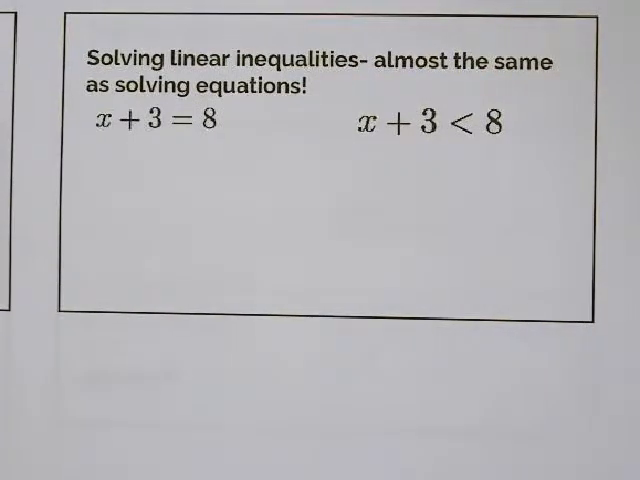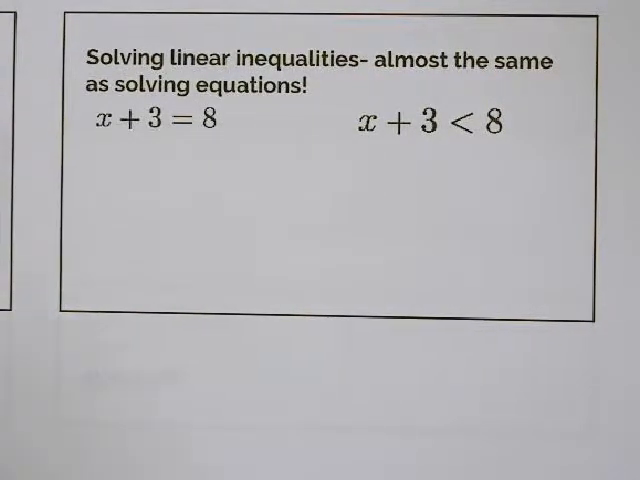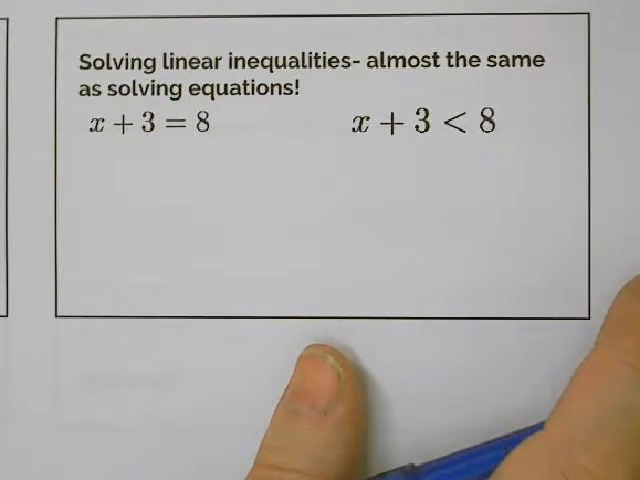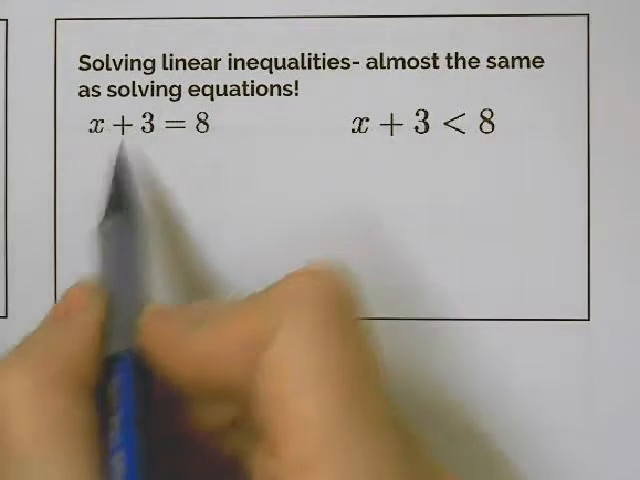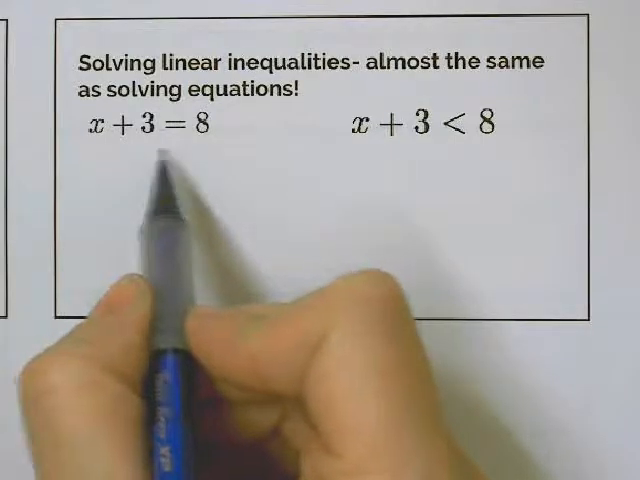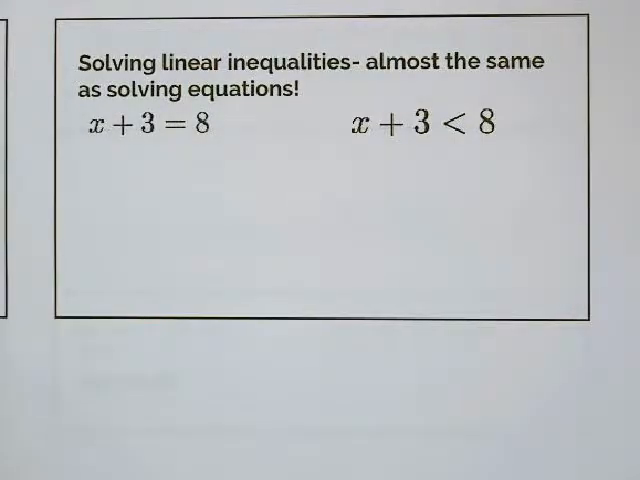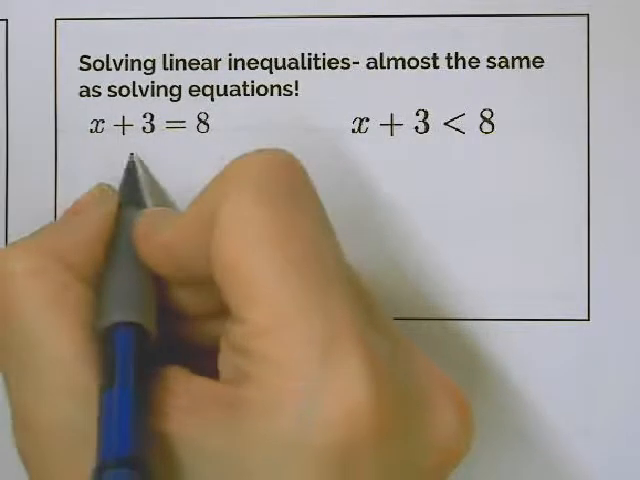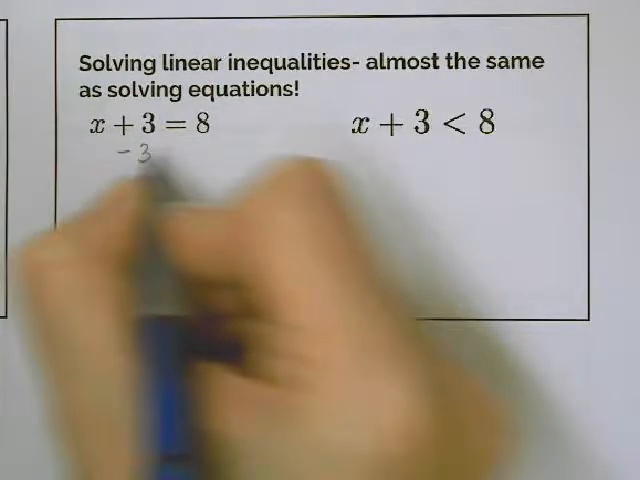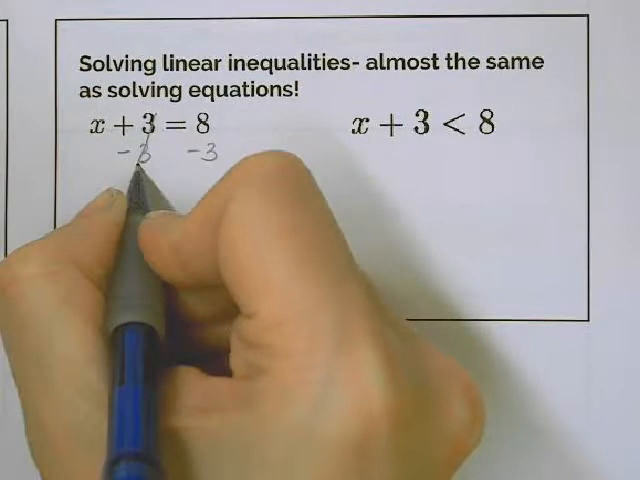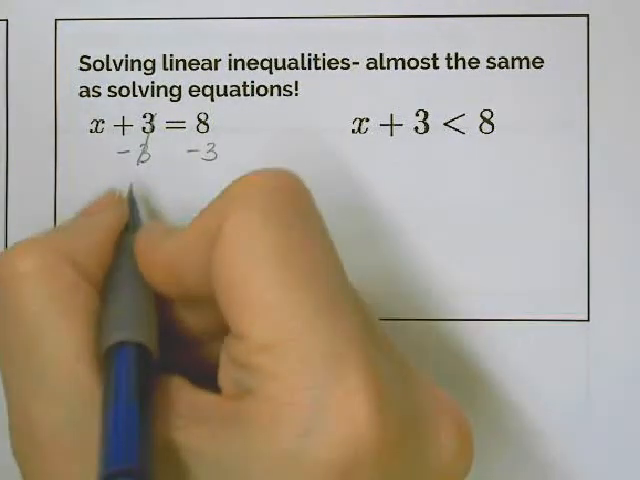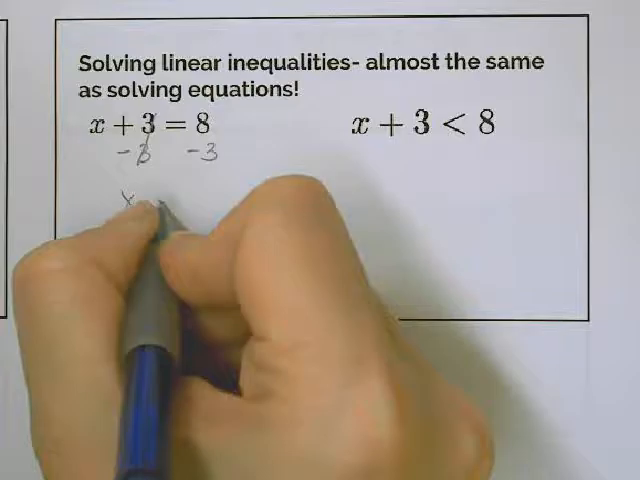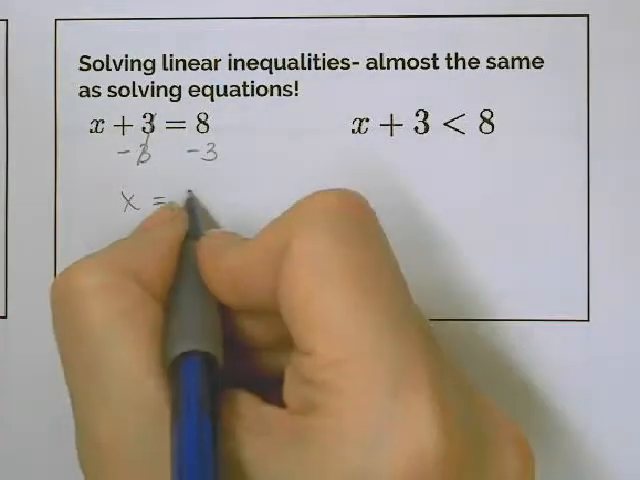So now when we get into solving linear inequalities, it's nearly the same as solving equations. If I have the equation x plus 3 equals 8, then I need to get the x alone by using the opposite of addition. So I subtract that 3. That gives me 0, so I have x alone, or x plus 0, which is just x. And then 8 minus 3 is 5. So that's my answer on that one.